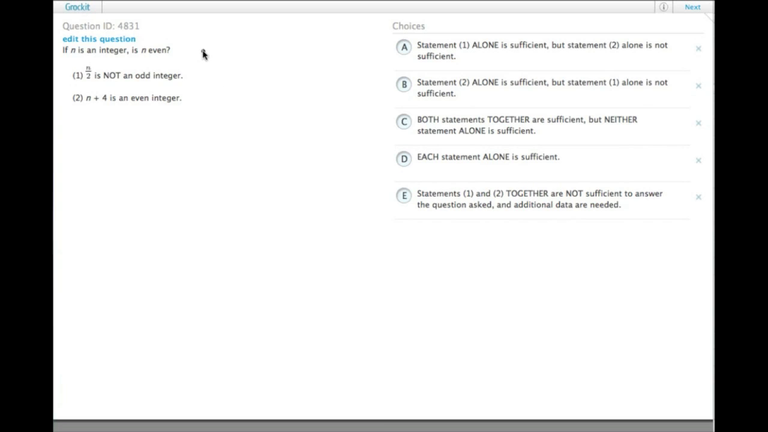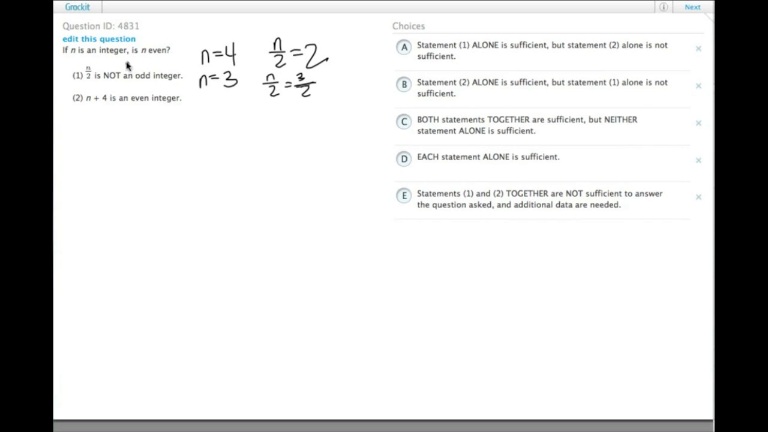So, for example, if n equals 4, n divided by 2 equals 2, which is not an odd integer. If n equals 3, n over 2 equals 3/2, which is also not an odd integer. It's not even an integer at all.